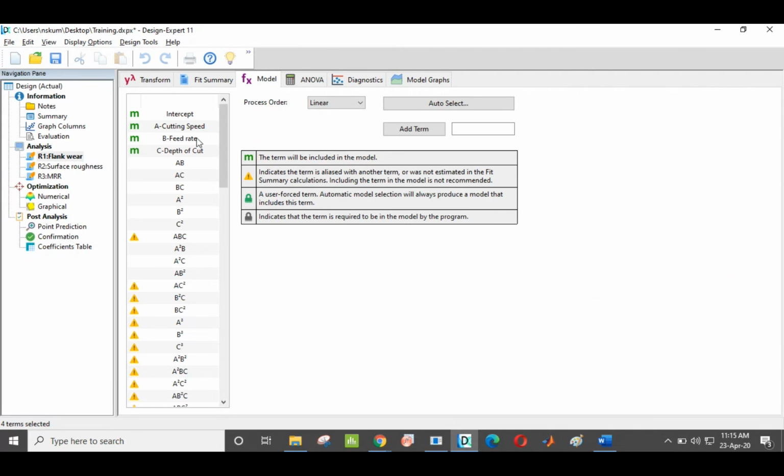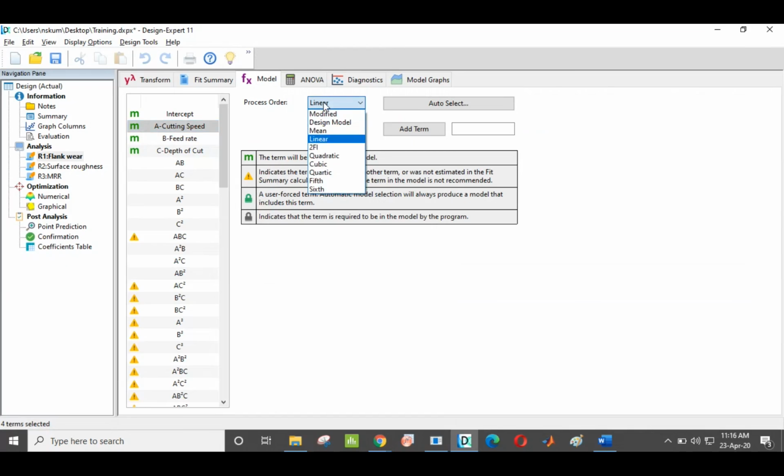So for the model, you can see the model terms are nothing but the main effects terms: cutting speed, feed rate, and depth of cut. Here M stands for model, and this triangle indicates that there is an alias, that is, instability with other terms.